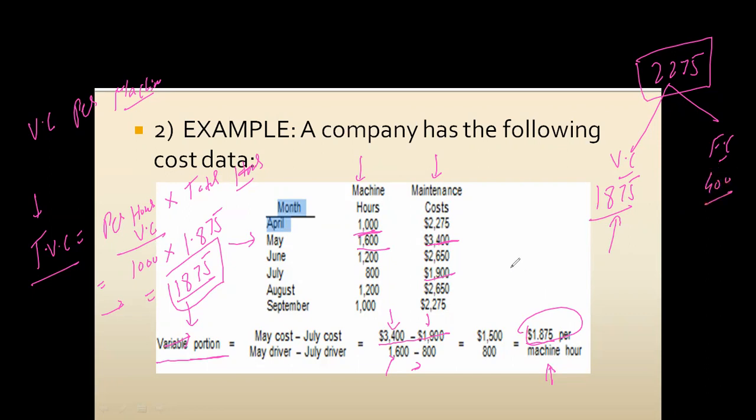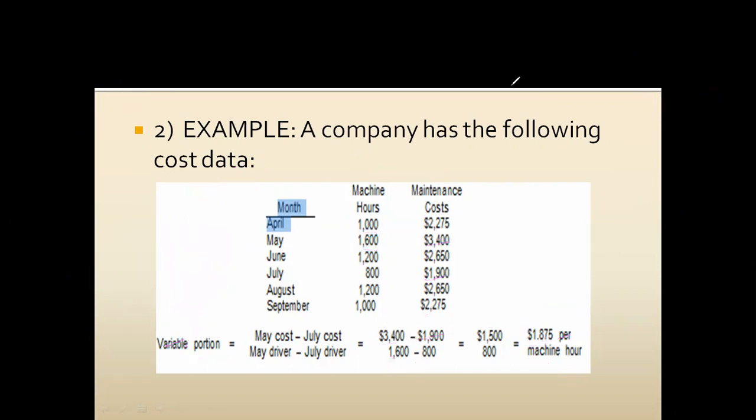All right, students, so this is the way to find out the portion of variable cost and fixed cost from the overall mixed cost or semi-variable cost. We'll do it for one more level and we'll show you one more thing.